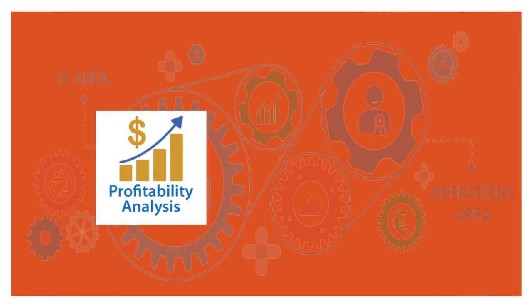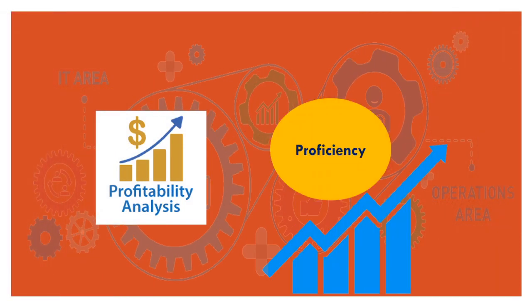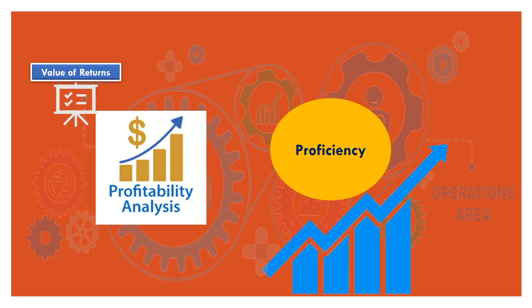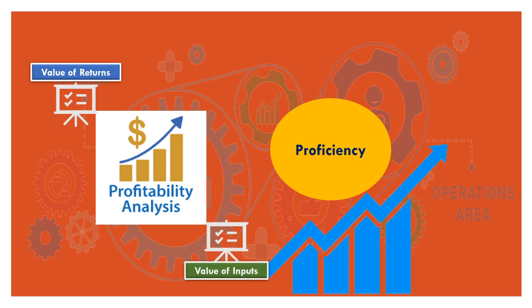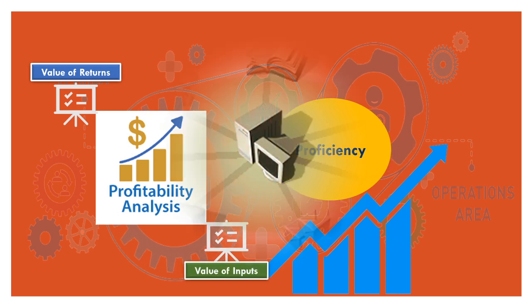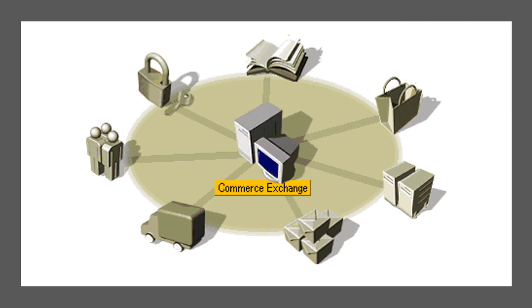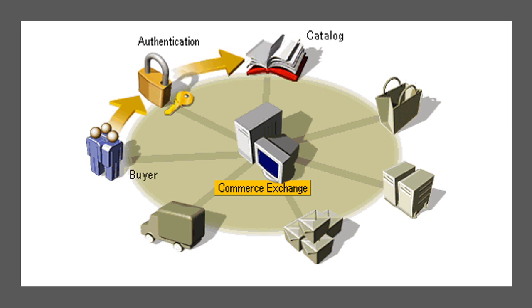Profitability ratios are the best indicators of proficiency of the business as a whole. The reason for this is they compare the value of returns over the value of inputs. By this, we will be able to know the tendency and the rate of profitable results that the enterprise gets from carrying out its operations.